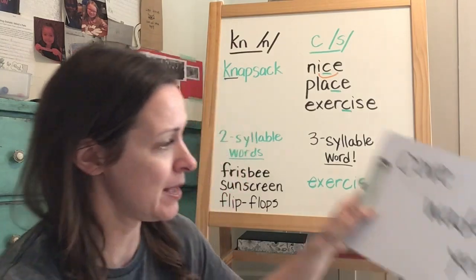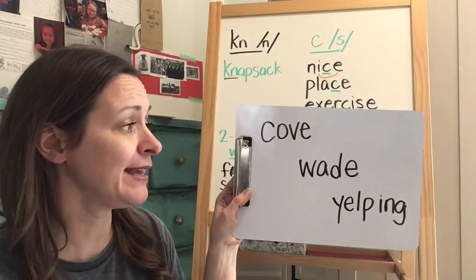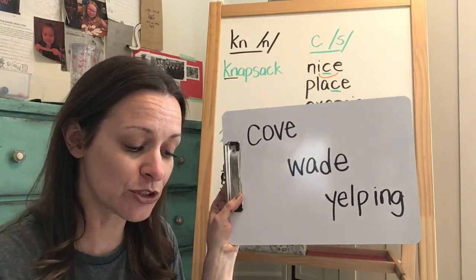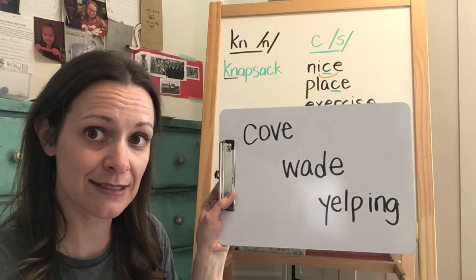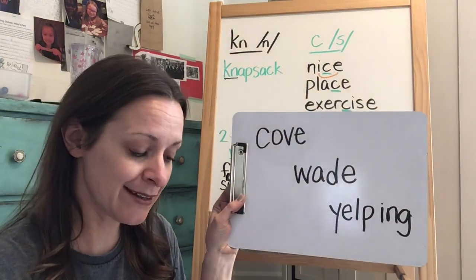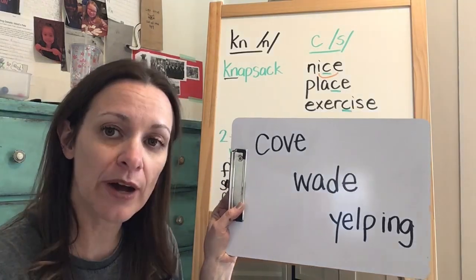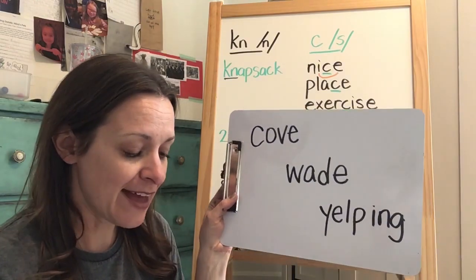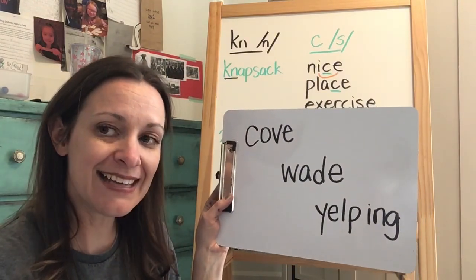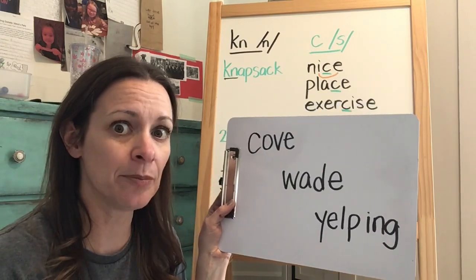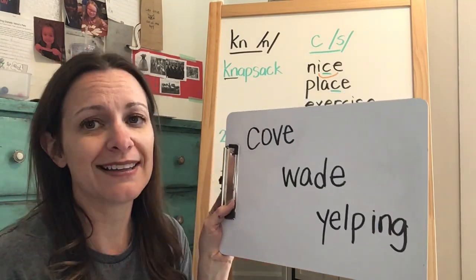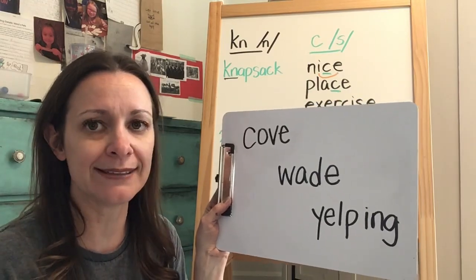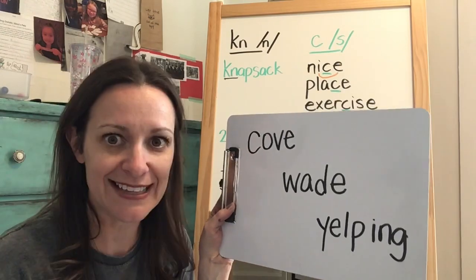We'll have some vocabulary words that you may not be familiar with, like the word cove. Cove is a small area of ocean partly surrounded by land. There'll be the word wade. If you wade, you walk through water. And the word yelping, that is to make a quick, high-sounding cry. Puppies like to yelp. We're actually fostering a little puppy right now, and it likes to yelp a lot. Yelp, yelp, yelp. Oh my goodness.